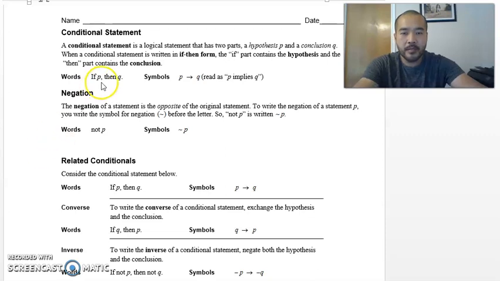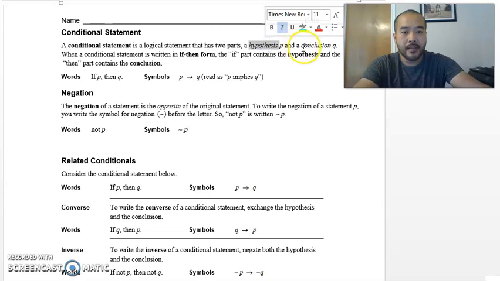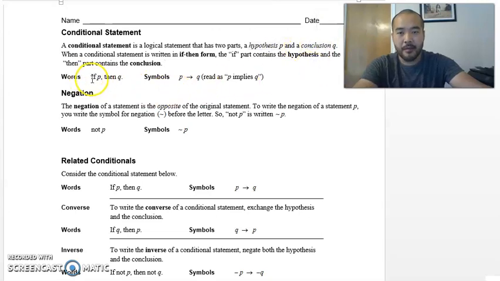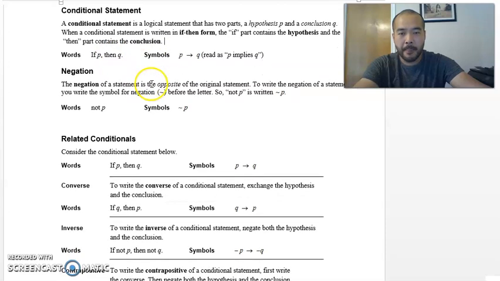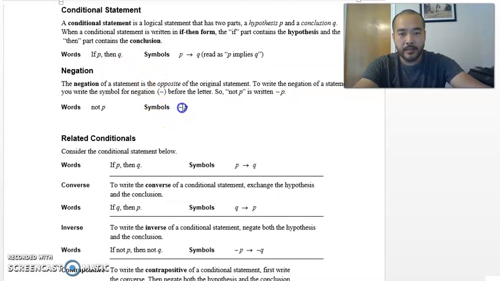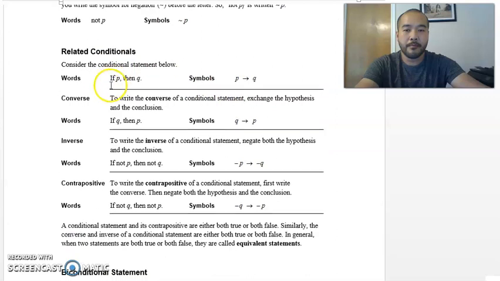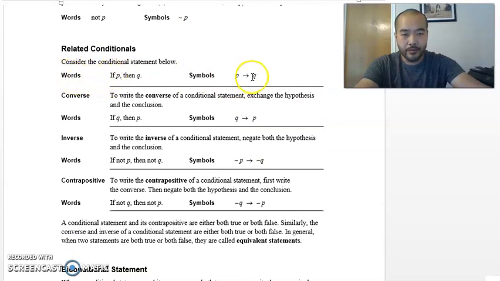Alright, so we're going to talk about conditional statements. When you have a conditional statement, it has a hypothesis and a conclusion. You write it as if the hypothesis, then the conclusion. This little squiggle, the tilde, if you put that in front of the letter, that just means you negate it. So if your hypothesis is if I eat lunch, your negation would be if I don't eat lunch. Pretty straightforward. These are how you do the 4 types of statements that we're going to cover today.